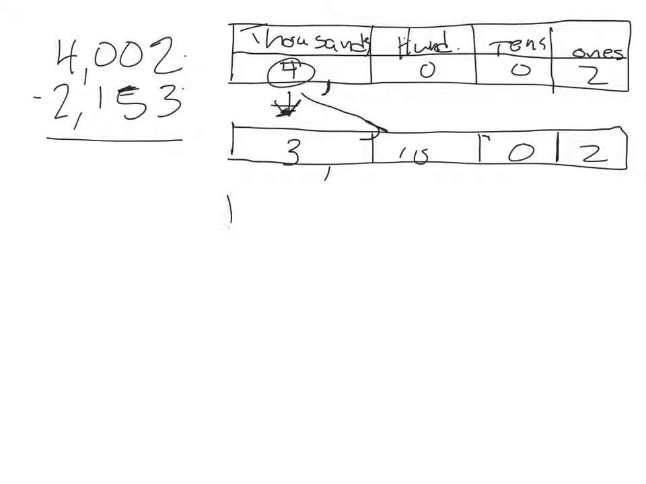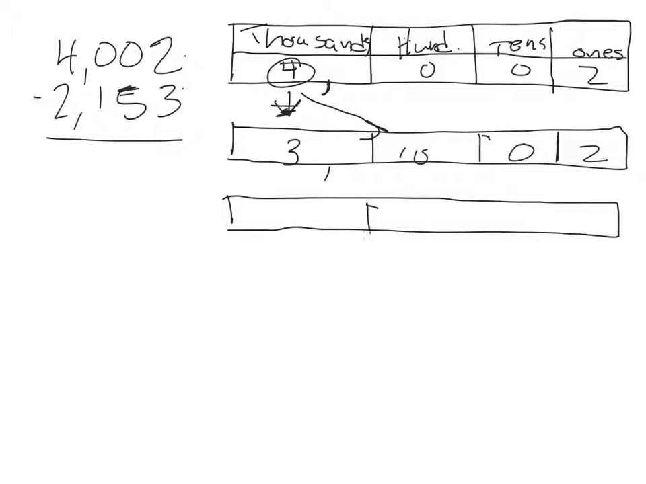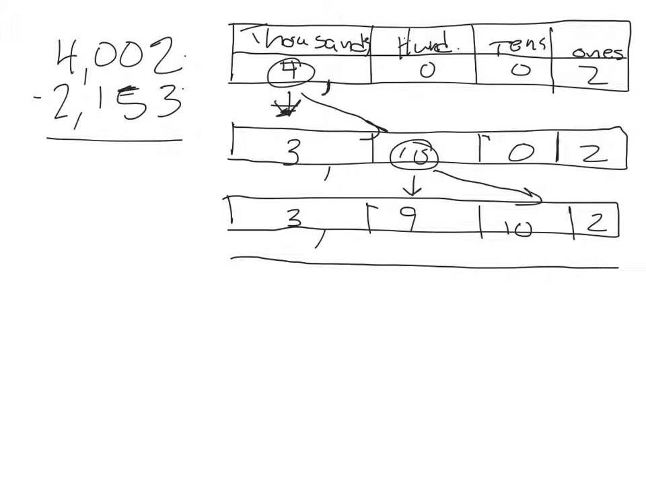Alright, then I'm going to have to take from the hundreds and give to the tens. So I'm going to circle the hundreds. I'm going to give one of those hundreds to the tens, and the kids should know that there are 10 tens that make up 100. So I'm left with 9 hundreds. Now I have 10 tens. I still have 3 thousands, and I still have 2 ones. So I still haven't solved my initial problem of not being able to subtract yet.